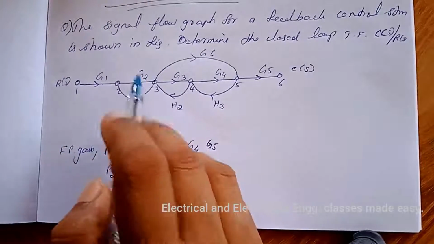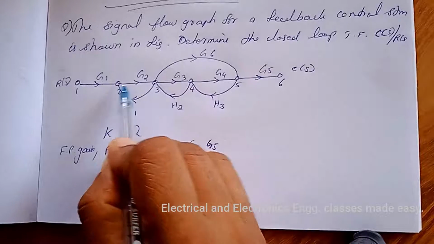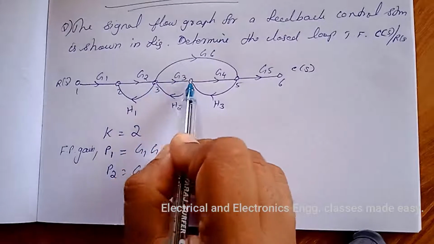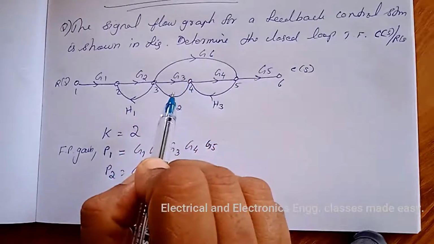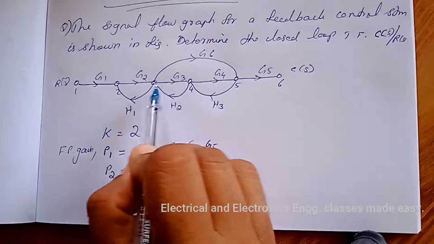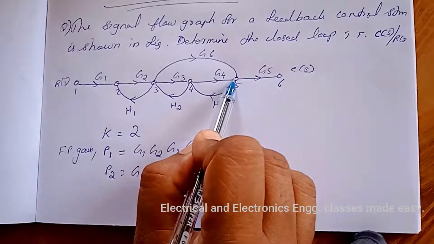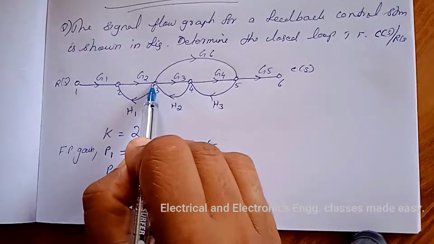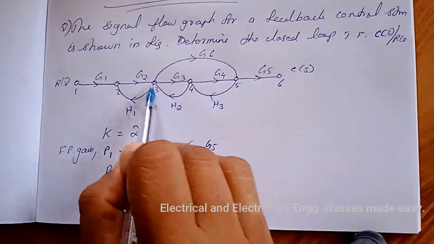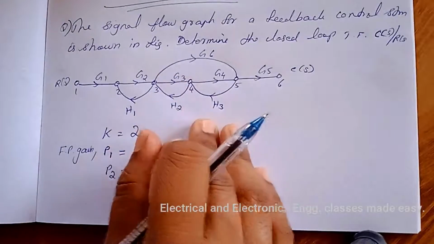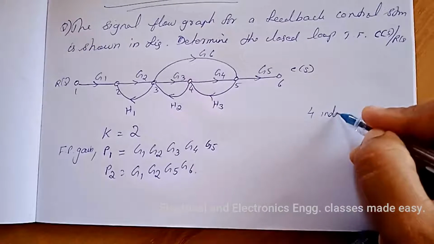Now we have to find the individual loops. So individual loops are, one is this one, 2, 3, 2. Next is 3, 4, 3. Next is 4, 5, 4. And also there is another individual loop, that is 3, 5, 4, then again 3. So this is also an individual loop. So there are 4 individual loops.